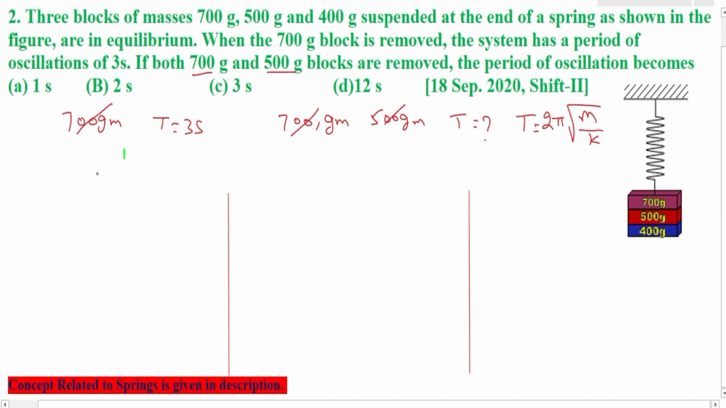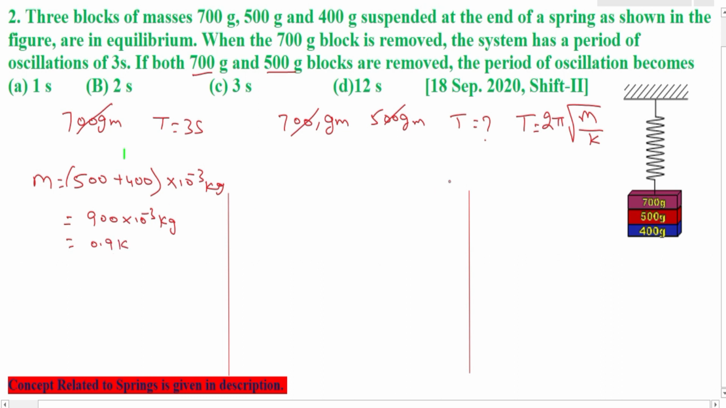Now let us go to the first case where only 700 gram is removed. When only 700 gram is removed, you will have total mass attached to the spring as m is equal to 500 plus 400 into 10 power minus 3 kg. This will become 900 into 10 power minus 3 kg. This can be written as 0.9 kg.